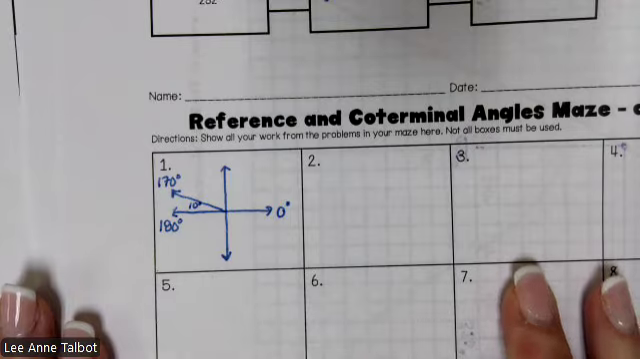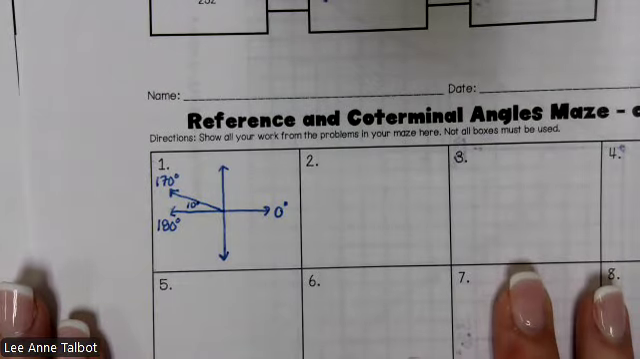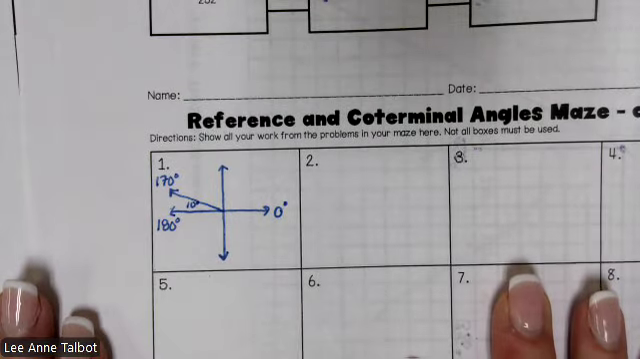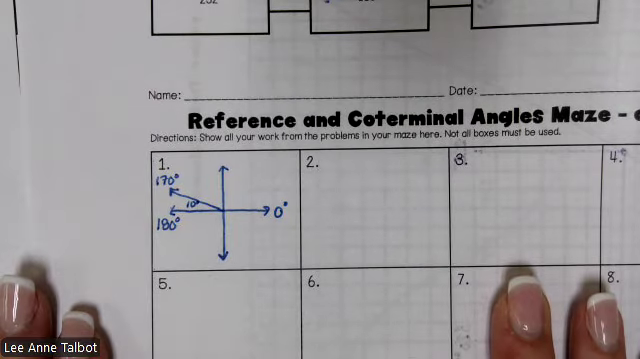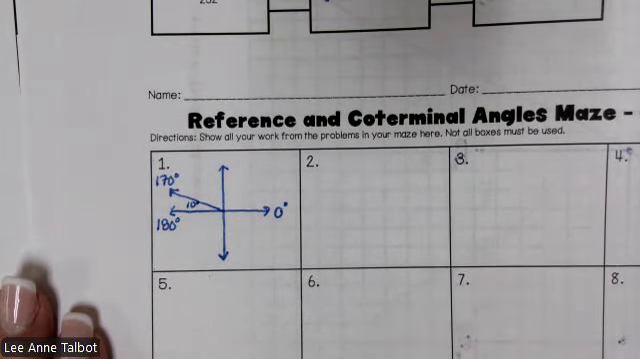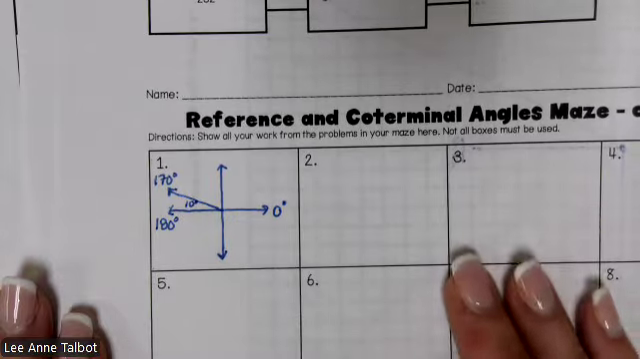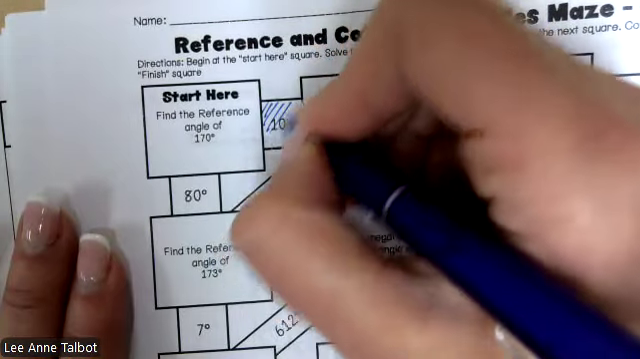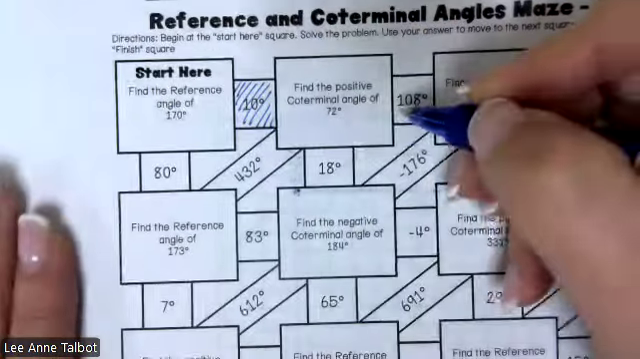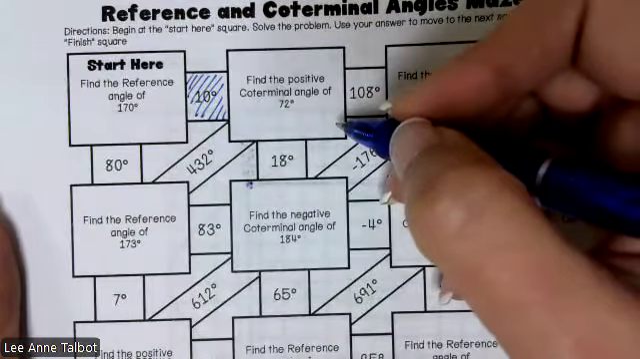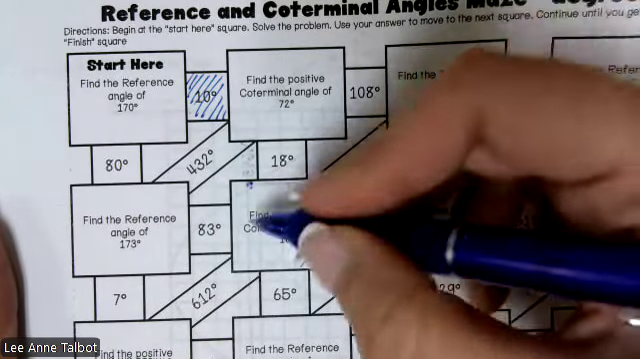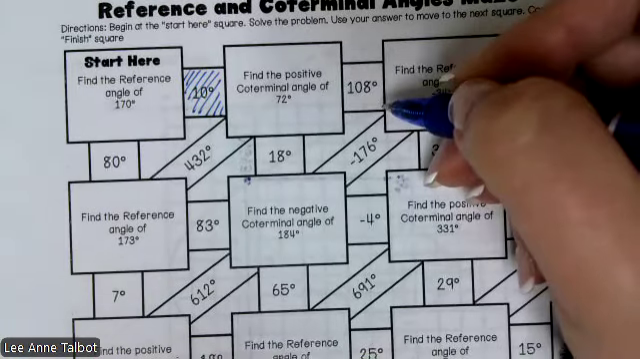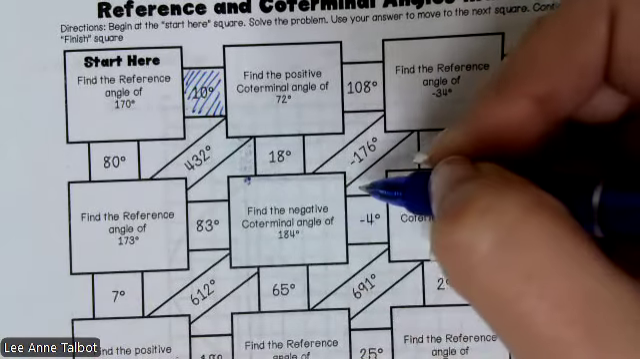Remember, the definition of a reference angle is the angle between the hypotenuse and the x-axis. I don't even draw the circle on these because it just gets too messy. I just draw the arrow and find the angle between. Okay, so the answer's 10, so you shade this and go this way. You will not be doing all the problems on here. You only have to do the ones that are on the maze.